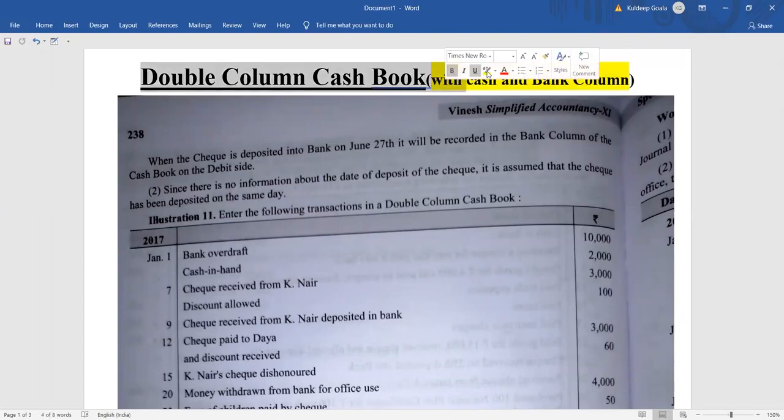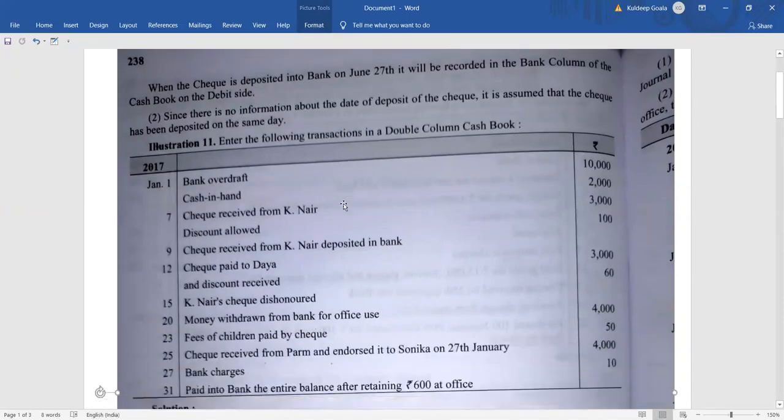So this particular part has a very interesting concept. Double column cash book itself has a very different and very interesting concept. So as we proceed, I will explain all those concepts. Okay, let's start first. So we are going to take a question.